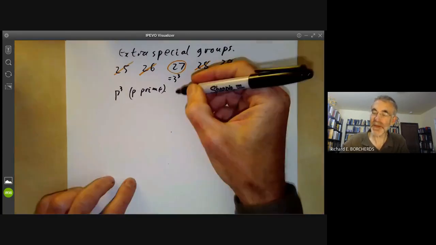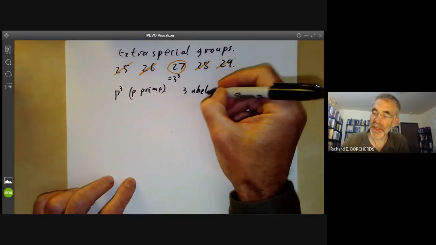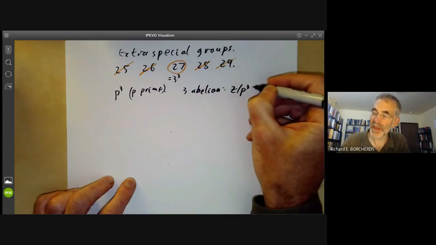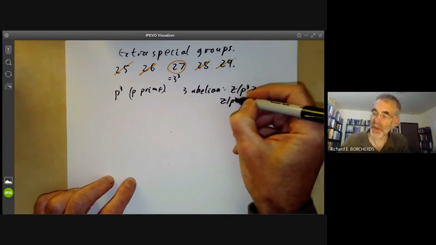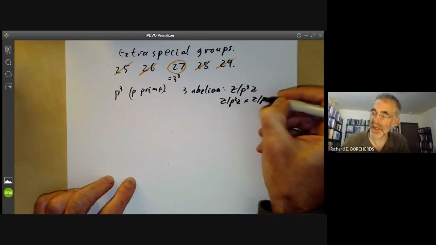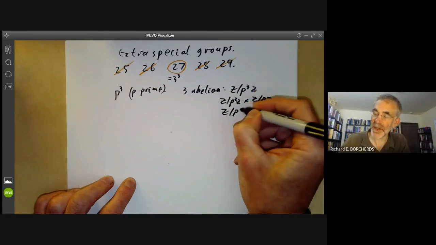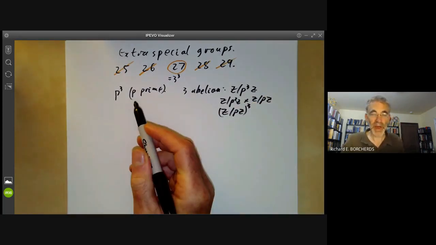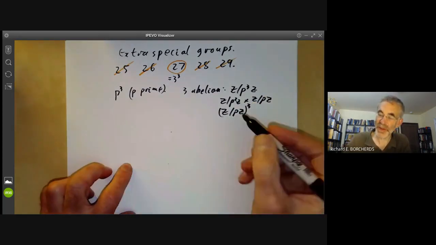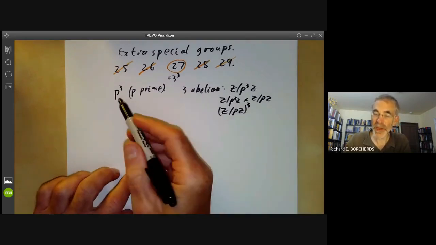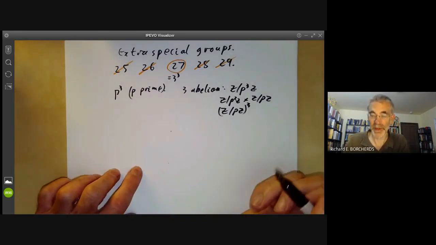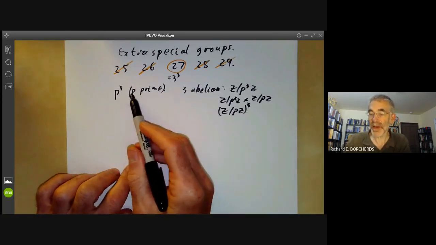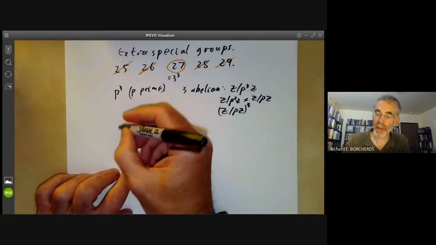First of all, there are 3 abelian ones, which are not terribly exciting: Z over p cubed Z, Z over p squared Z times Z over pZ, and Z over pZ all cubed. So what we're going to discuss are the non-abelian ones, and it turns out there are always 2 non-abelian ones. If the group is non-abelian, there are 2 possibilities.